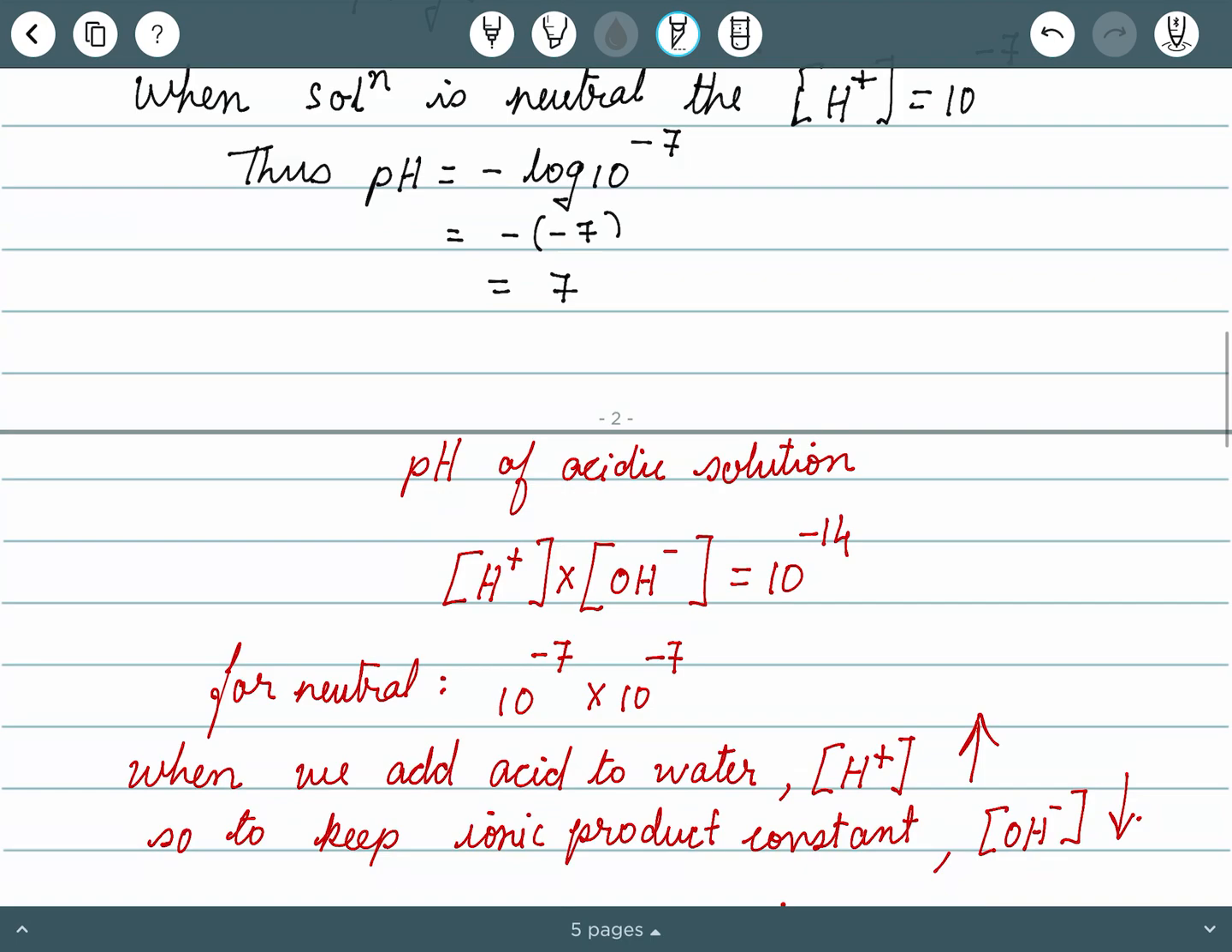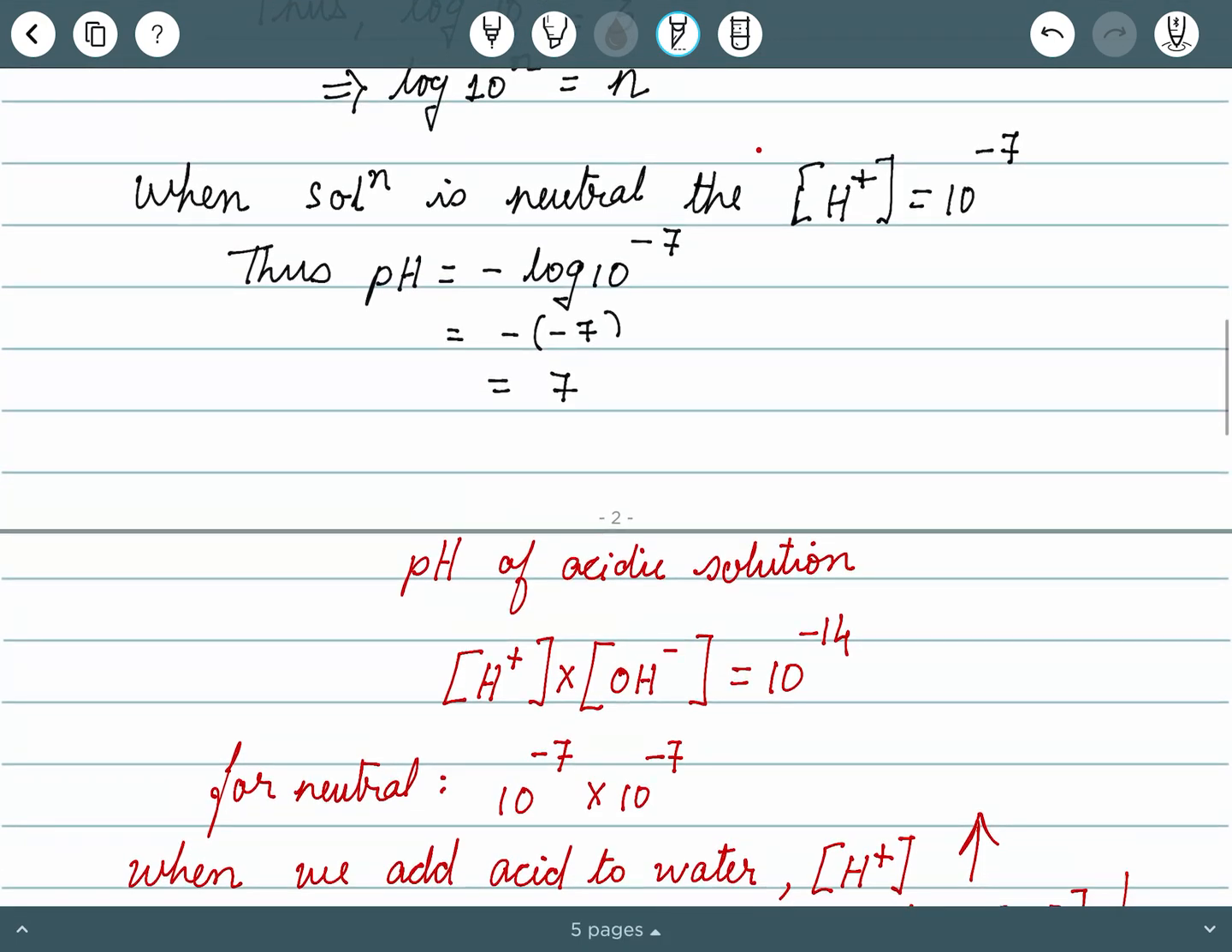So you all know that when solution is neutral, then the concentration of H plus ions in it is 10 to the power minus 7 moles per liter. So you have the concentration of H plus ions. Put this in the formula of pH. The pH of neutral solution therefore would be negative logarithm of 10 to the power minus 7, because 10 to the power minus 7 is the concentration of H plus, and that's the definition of pH, that it is the negative logarithm of the concentration of H plus ions.